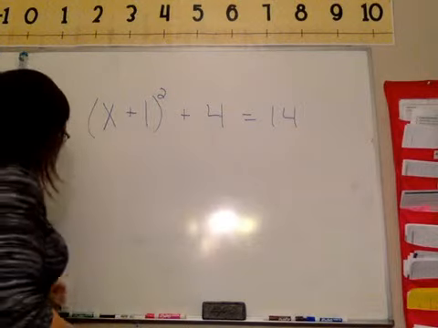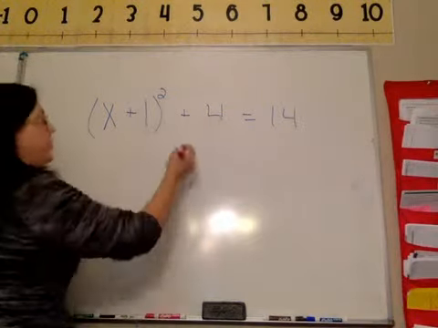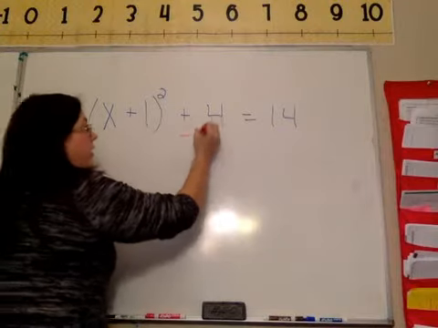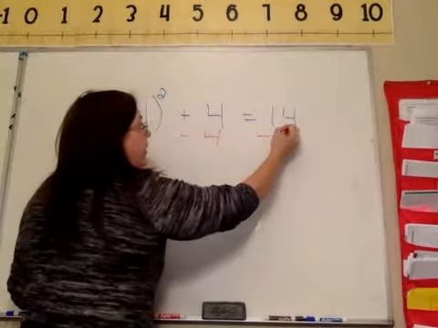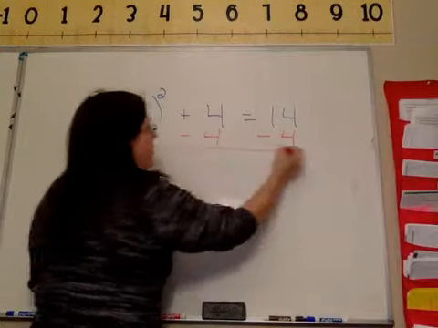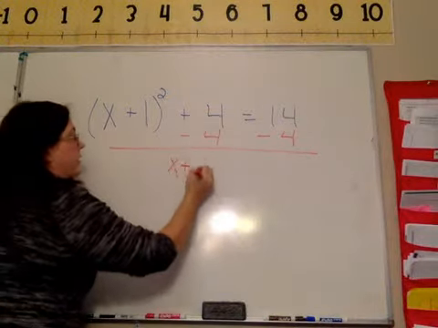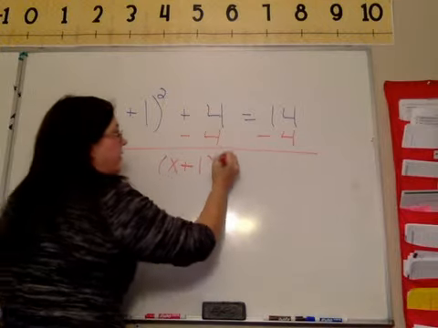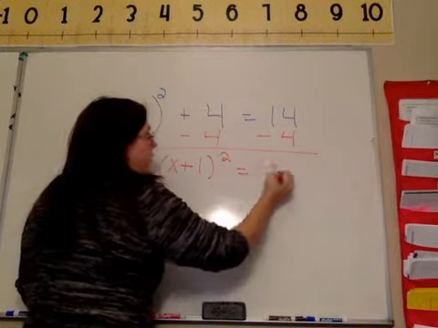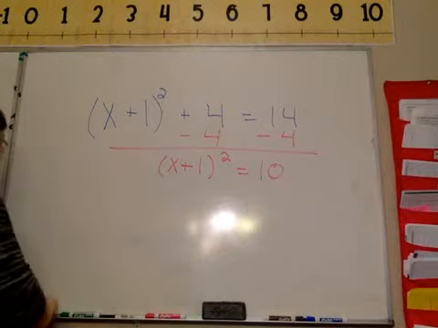So first thing off, we're going to go ahead and undo. We have a positive 4. We undo with a negative 4. They cancel out that way. Now, we have this. Okay? So now, we move again.